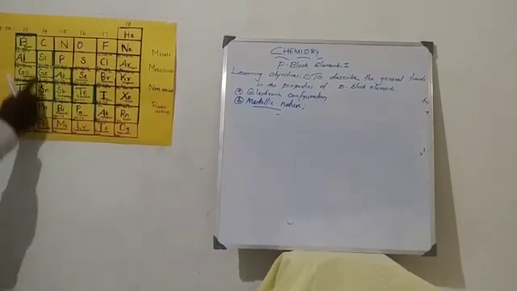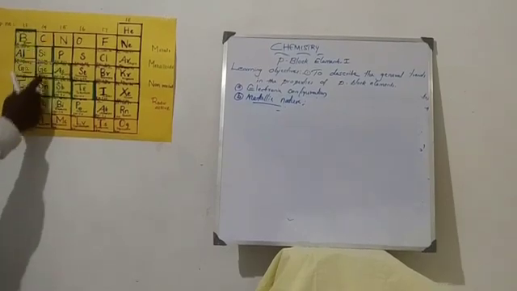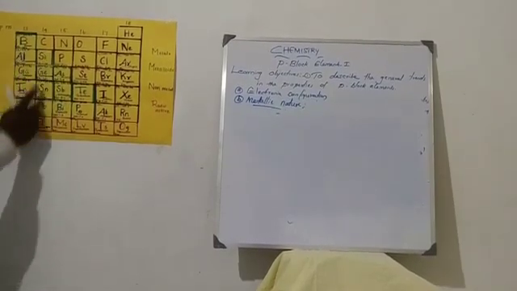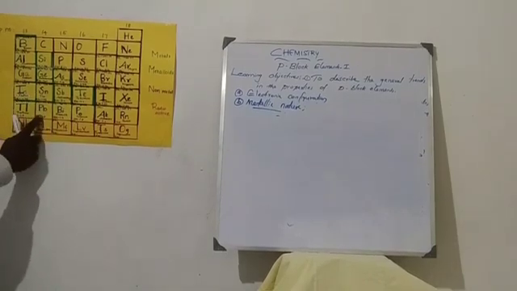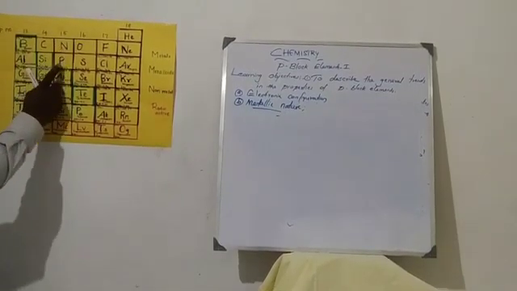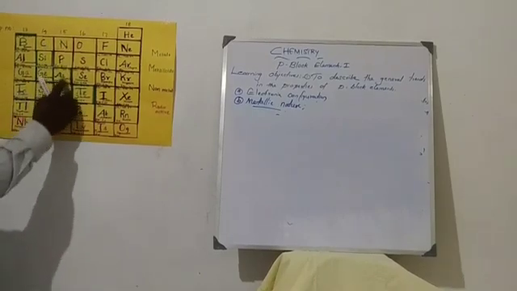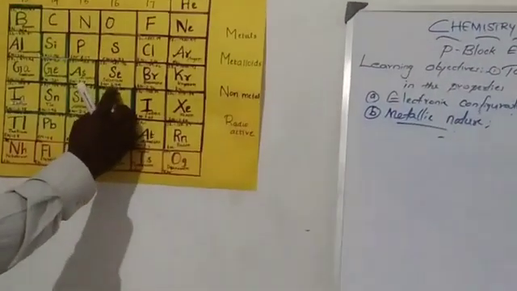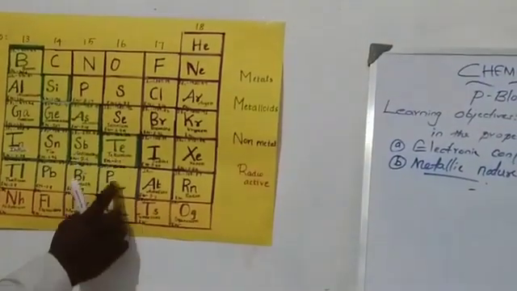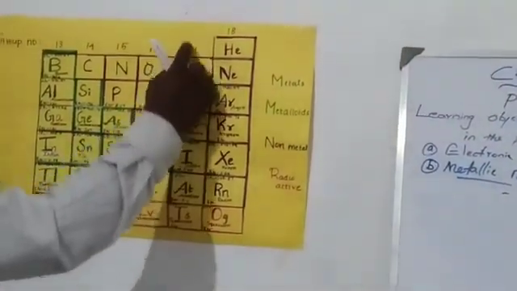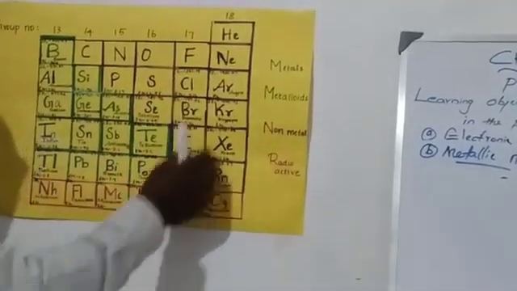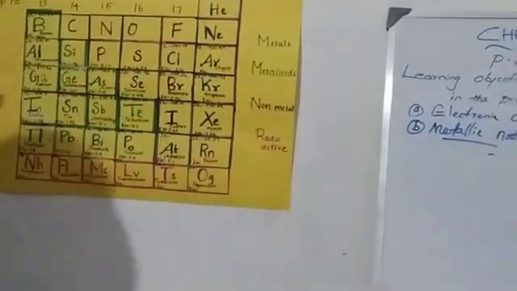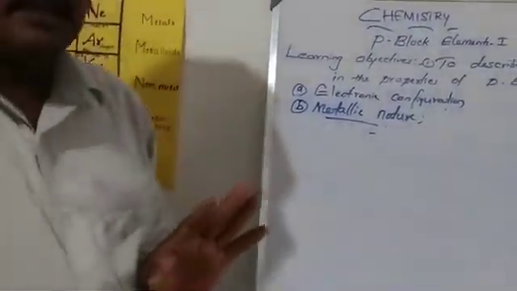In the 14th group, the first element carbon is a non-metal. Silicon and germanium are metalloids, and tin and lead are metals. In the 15th group, nitrogen and phosphorus are non-metals. Arsenic and antimony are metalloids. Bismuth is a metal. In the 16th group, oxygen, sulfur and selenium are non-metals. Tellurium is a metalloid and polonium is a metal. The 17th group is fully non-metal, and the 18th group is also non-metal. This is about the metallic nature in the periodic table.